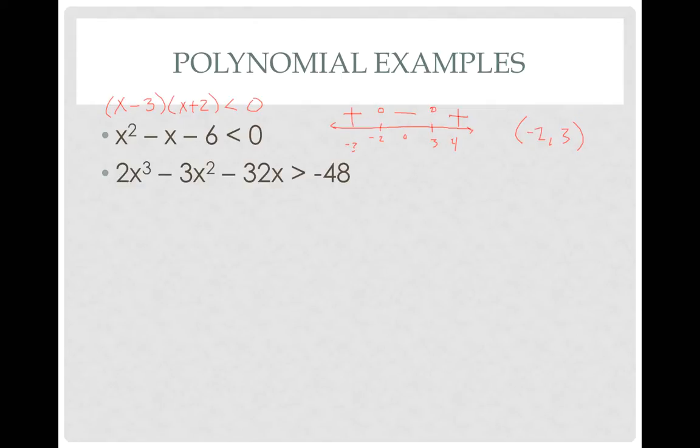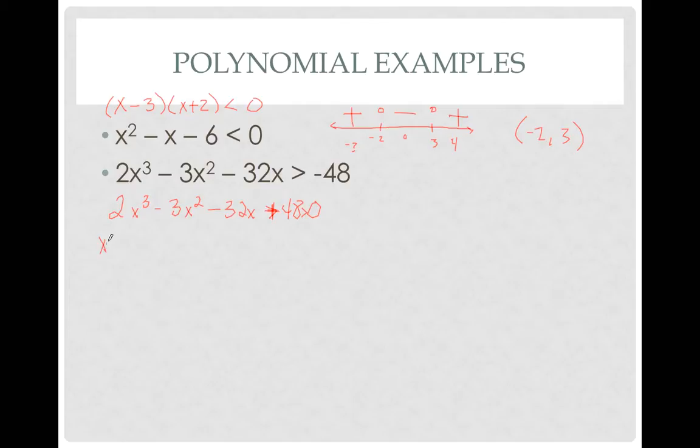Well, something like this might be a little bit more challenging, but I don't think it's anything that we can't do. Now, we can only find these inequalities compared to 0, which means I need to add 48 to both sides. Oops, add 48 to both sides. So now it's greater than 0. And I'm pretty sure we can factor by grouping here.